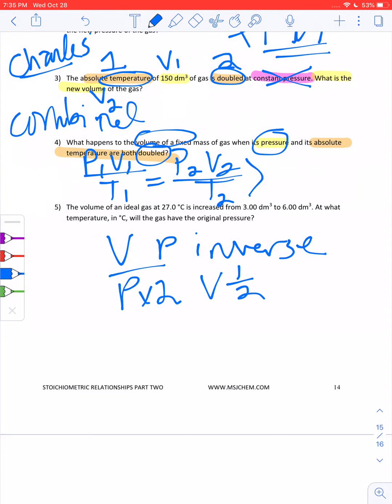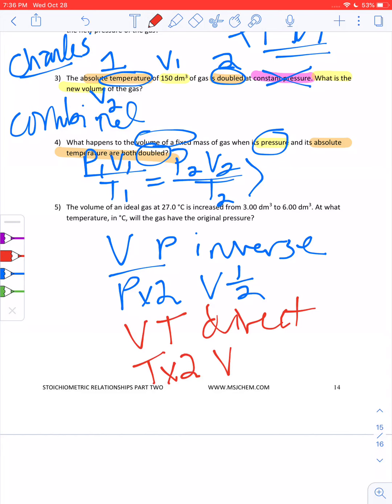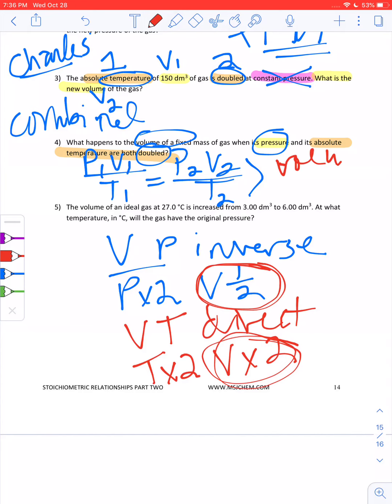Then if I go and consider the temperature, volume and temperature are direct. So if the temperature is doubled, the volume will double because they're direct. So if I divide by 2 and I also multiply by 2, then what happens to my answer? Well, that ends up canceling out because if I divide something by 2 and I also multiply it by 2, that's going to cancel out, and so the volume would actually not change.